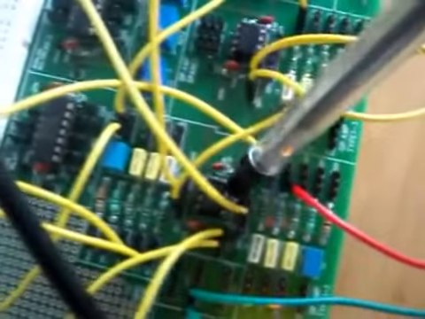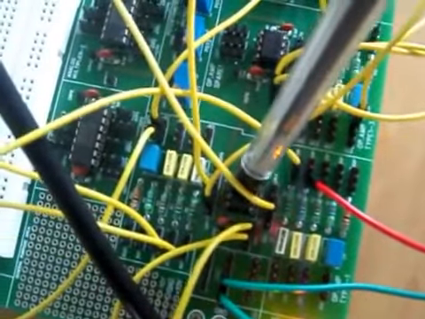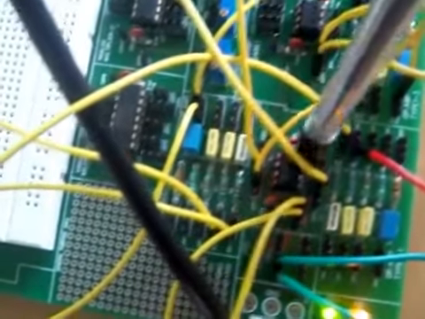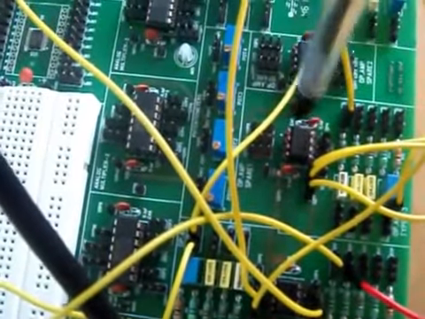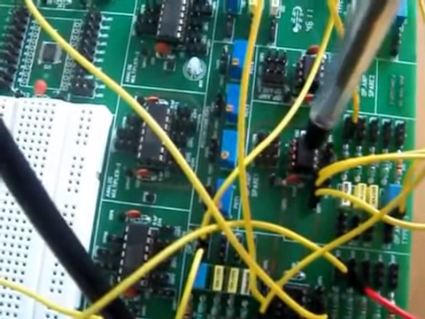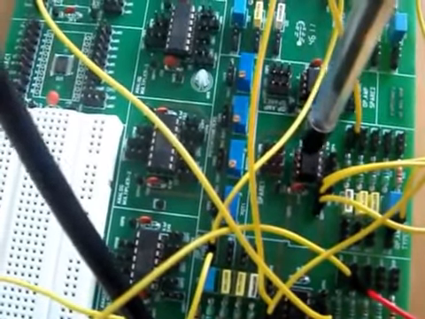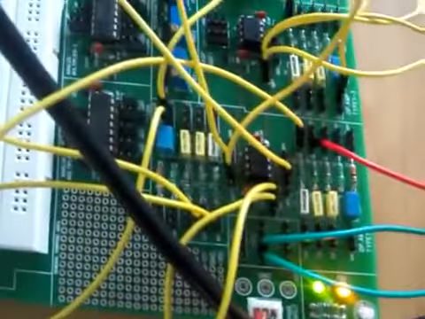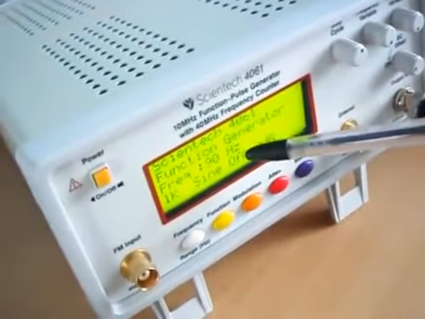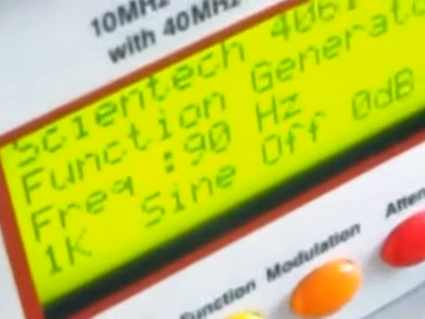The first and the third op-amps, which form the band pass filter, are connected in this IC, and the second op-amp, which is actually the low pass filter, is implemented using this IC. So what we are doing here is we are giving the signal through this resistor, that is over here, to the signal generator, and we are varying the frequency from 90 Hz to 1 kHz. We are giving 2 volts peak to peak.